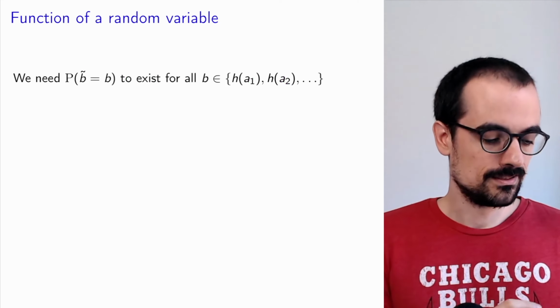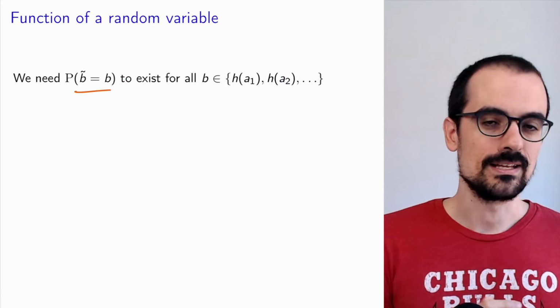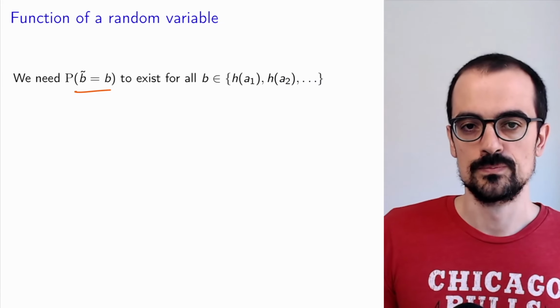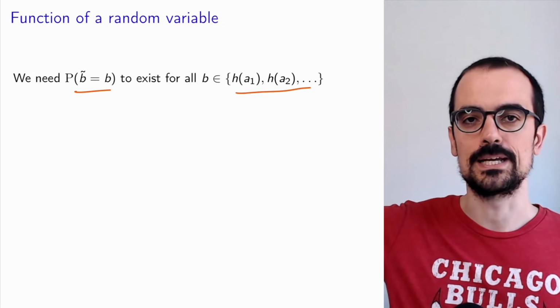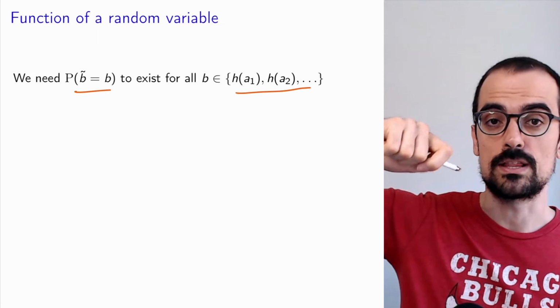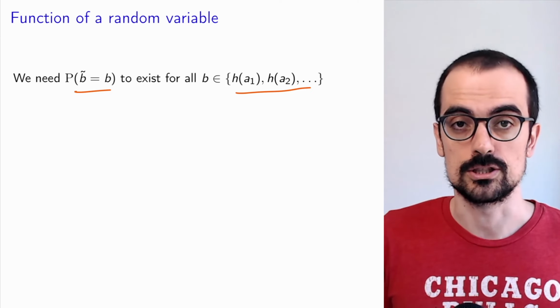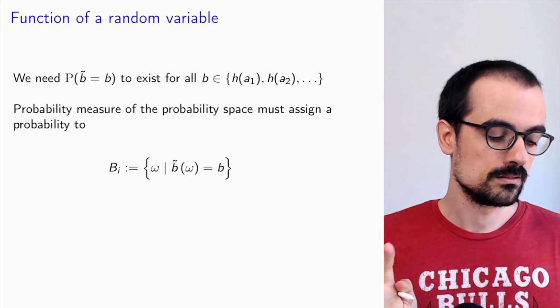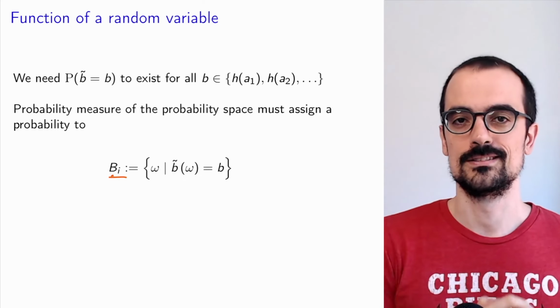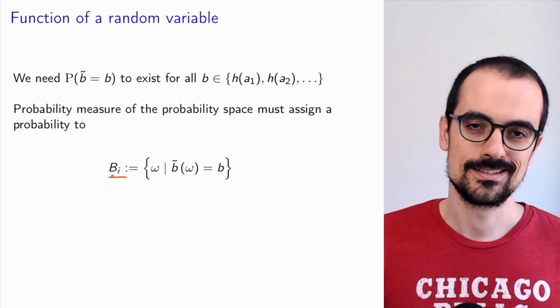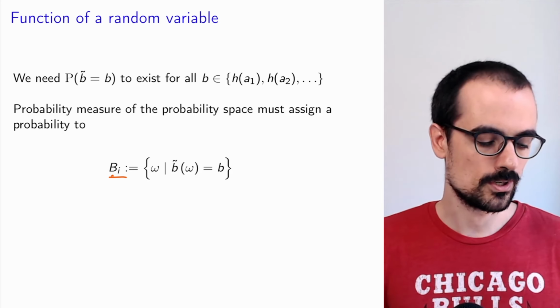Okay, so we need the probability of B equal to every possible value to be well defined, and the possible values again are those that we obtain by mapping the range of the original random variable through the deterministic function h. We need those to exist, so we define them. These are the original events B1, B2, and so on.